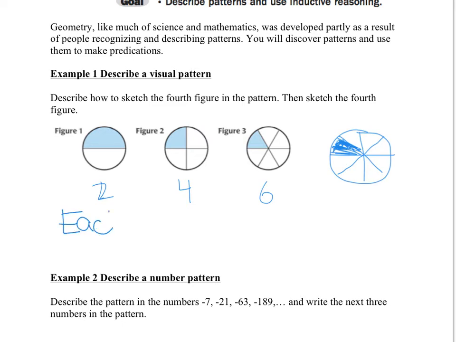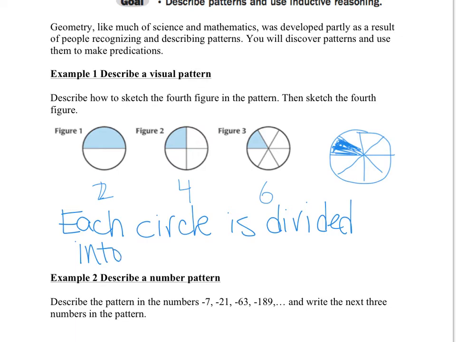Each circle is divided to 2 more than the prior. Not twice, but just 2 more than the prior. Right? So it's counting by 2s.